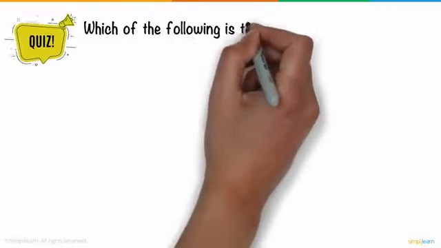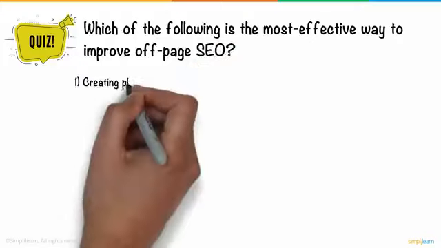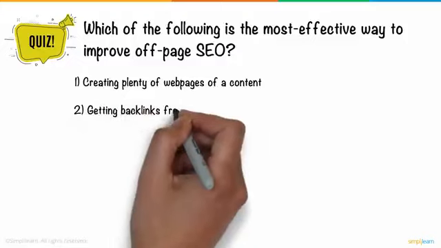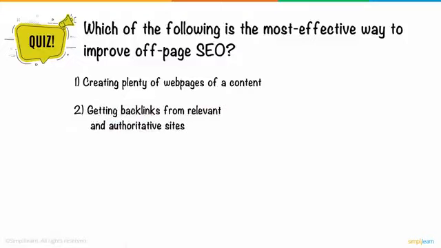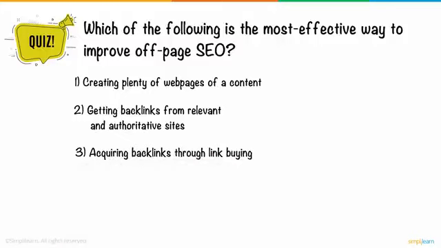Which of the following is the most effective way to improve off-page SEO? 1. Creating plenty of web pages of content. 2. Getting backlinks from relevant and authoritative sites. 3. Acquiring backlinks through link buying. 4. None of the above.